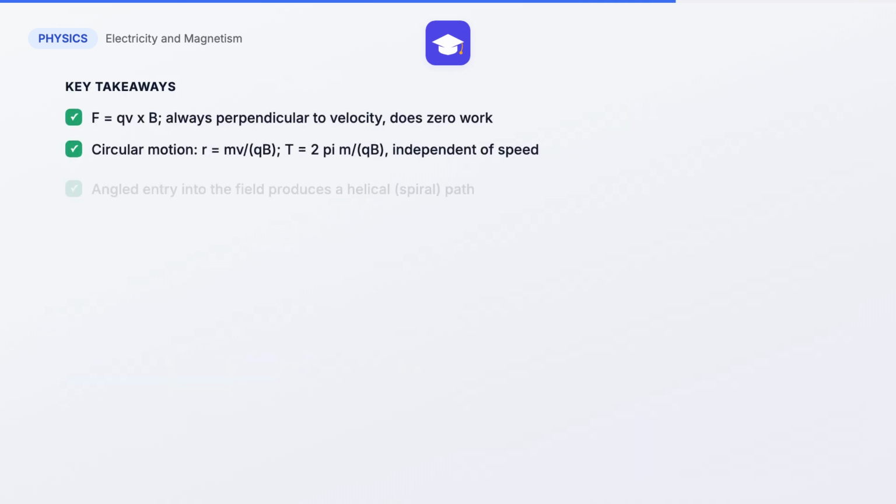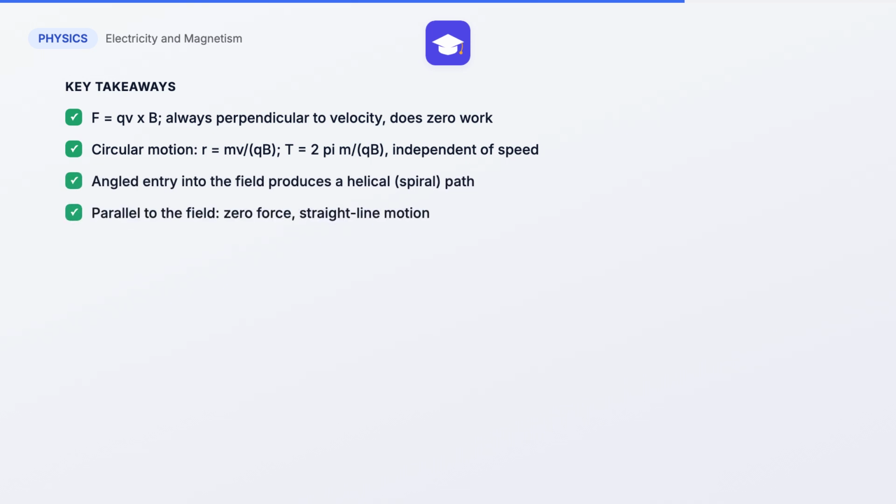Let's recap. The Lorentz force on a moving charge is F equals qv cross B, always perpendicular to velocity, so it does zero work and only changes direction, never speed. In a uniform field, this produces circular motion, with radius mv over qB and a time period that's independent of speed, the basis of the cyclotron. A charge entering at an angle traces a helical path instead, since only the perpendicular velocity component curves. Connecting this to wire force and handling angled entry into the field are the key skills this topic tests.